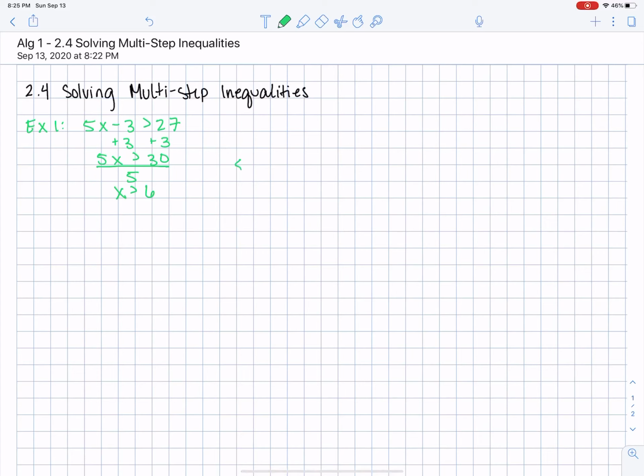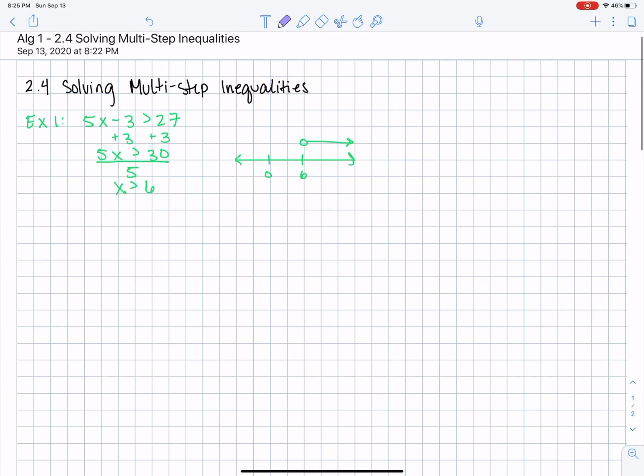Now, I always like to throw these on number lines as well so that we get an idea as to what numbers we're talking about in this situation. And we're talking about any number that is greater than 6. So 7, 8, 8.5, any number greater than 6. So far pretty easy, and I wanted to show you that it works with fraction busting as well.